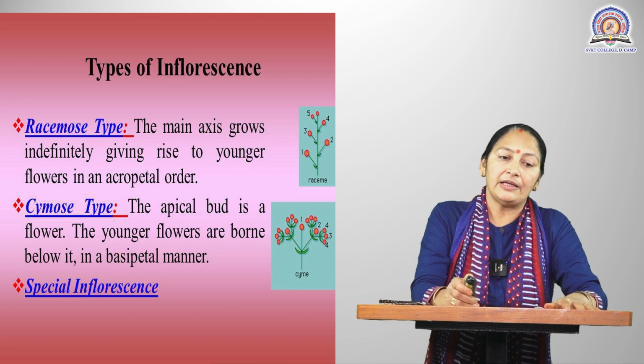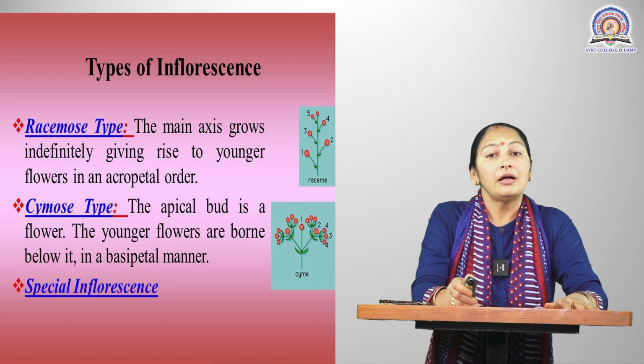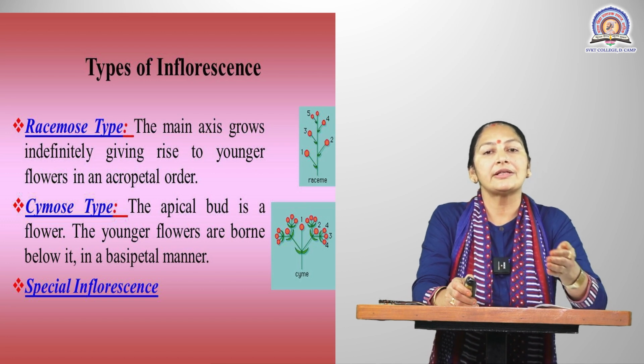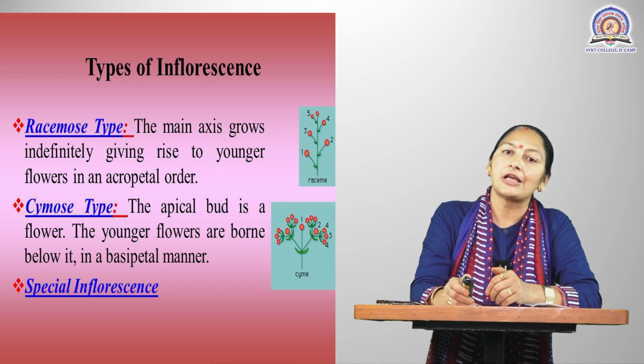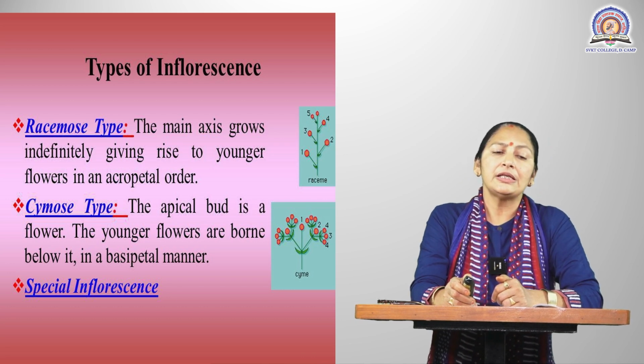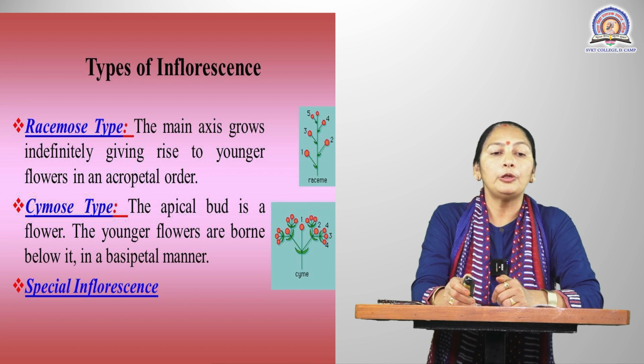Then the second type is the cymose type of inflorescence. In a cymose type of inflorescence, the flowers are arranged in a basipetal succession. Meaning what? The scenario is exactly opposite to the racemose type. See, the apical bud is a flower. The younger flowers are born below.